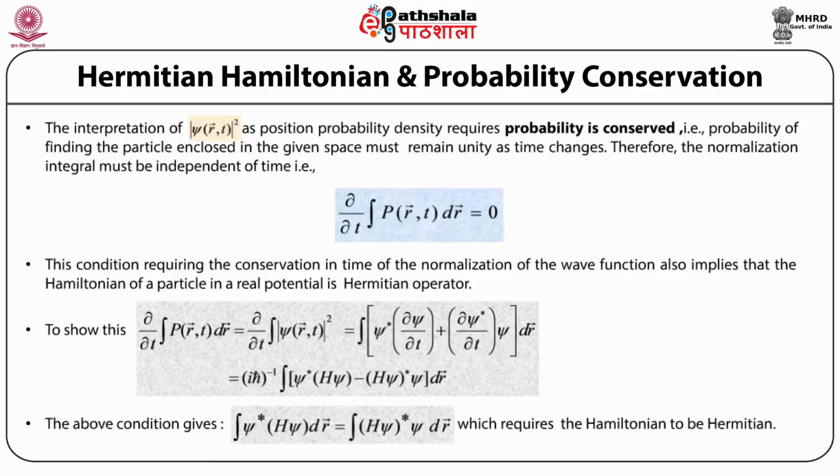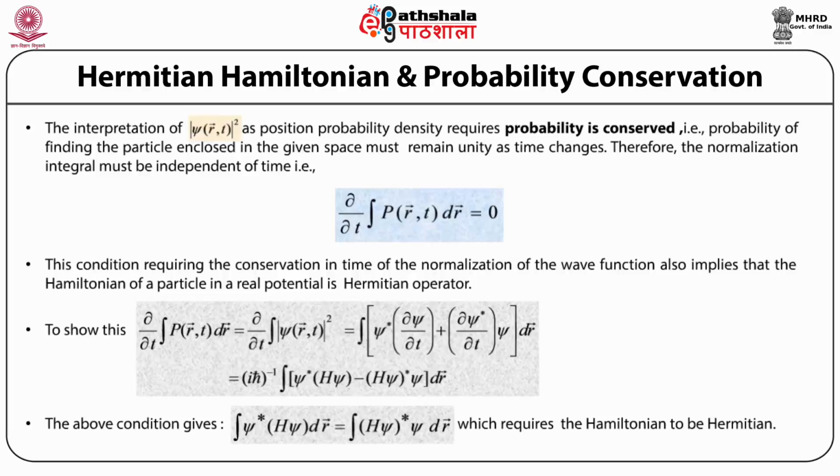Let us now see how the probability density changes with time. The interpretation of the square of the modulus of the wave function as position probability density requires that the probability is conserved. That means that the probability of finding the particle enclosed in a given space must remain unity as time changes. Physically, if we are considering a particular volume and a particle is present inside that volume, then the probability of finding that particle inside that volume at all times should remain unity, even as the time changes, and therefore the normalization integral must be independent of time.